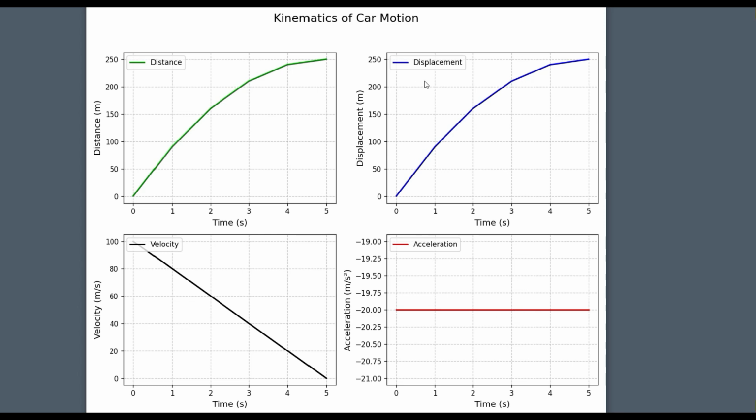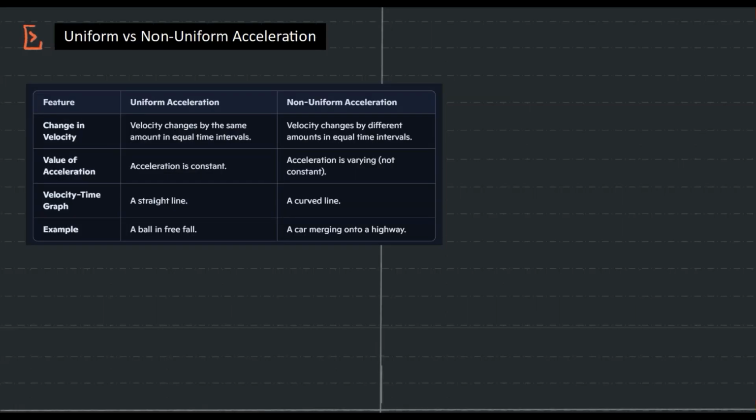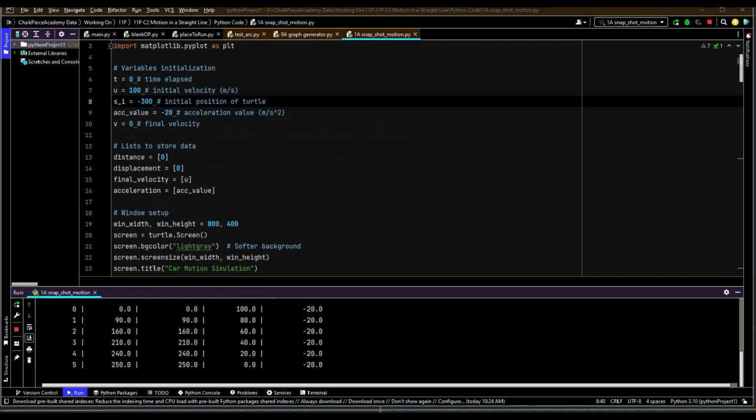So it can be acceleration or deceleration or whatever the case may be, but in this case we can see that the velocity is dropping at a constant rate. If a velocity is increasing or decreasing at a constant rate, then we say it has uniform acceleration. So what about non-uniform?